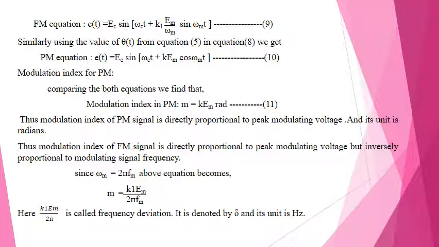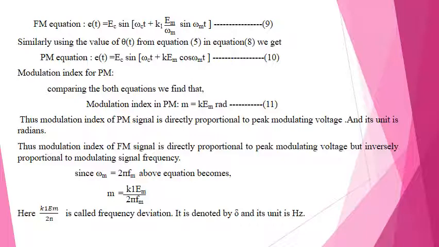Similarly, by using the value of theta(t) from equation 5 in equation 8, we will get the PM equation as e(t) is equal to Ec sin (omega c t plus k Em cos omega m t). So now the modulation index for PM. Comparing both the equations, we will get the modulation index as m is equal to k Em radian. So the modulation index is directly proportional to the peak modulating voltage and its unit is radians.